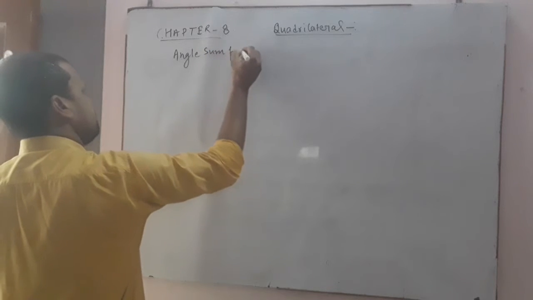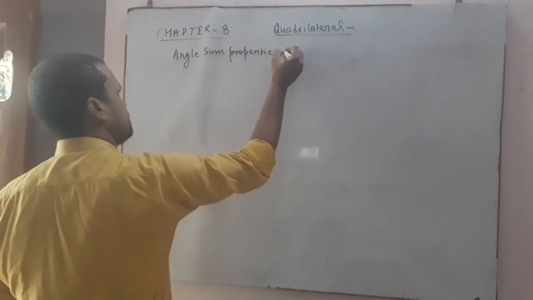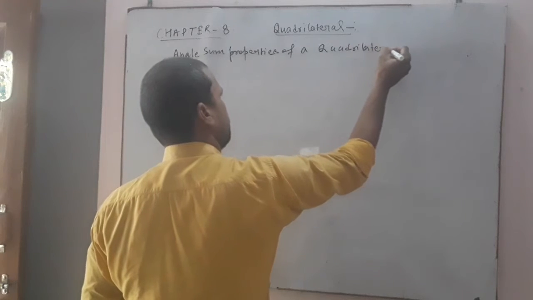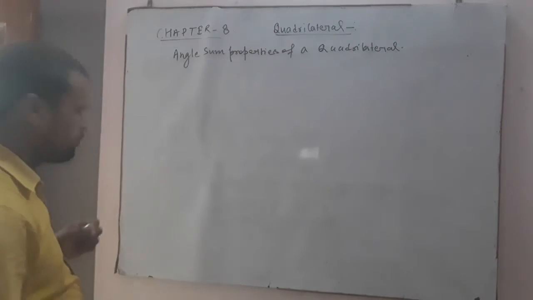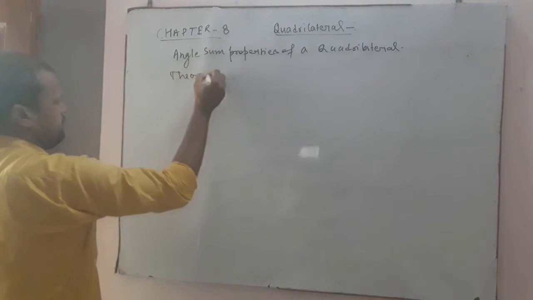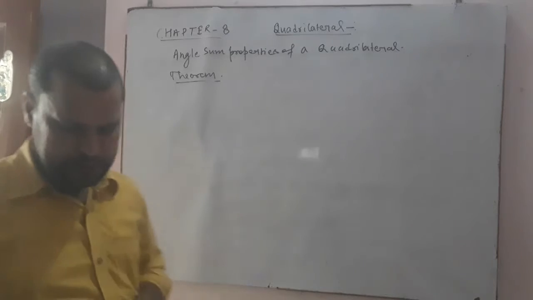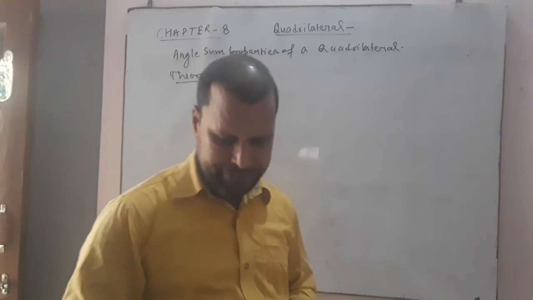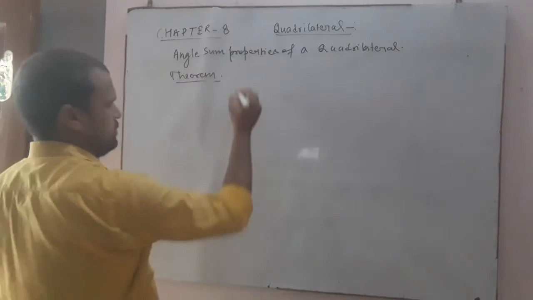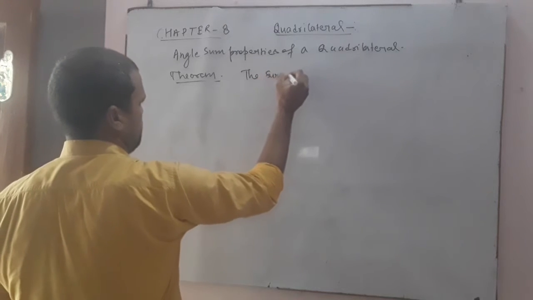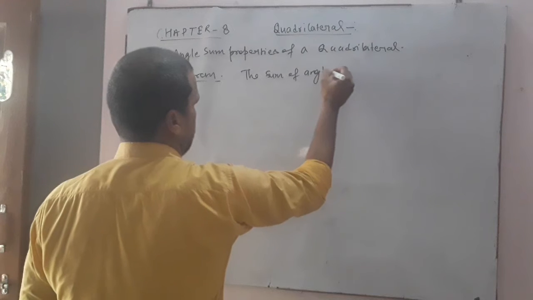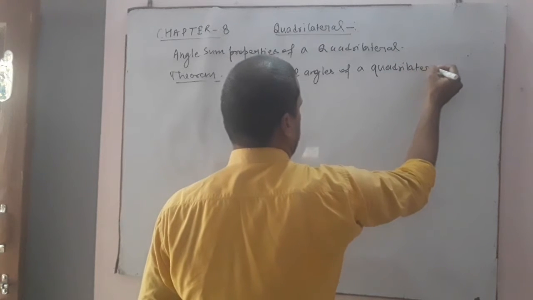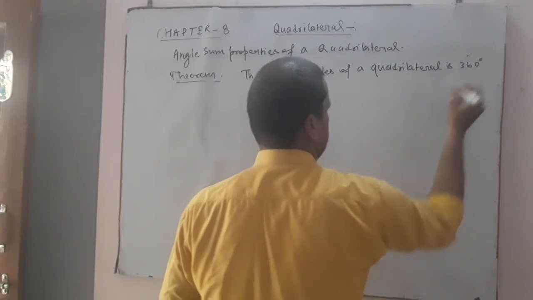Angle sum property of a quadrilateral: the sum of the angles of a quadrilateral is 360.